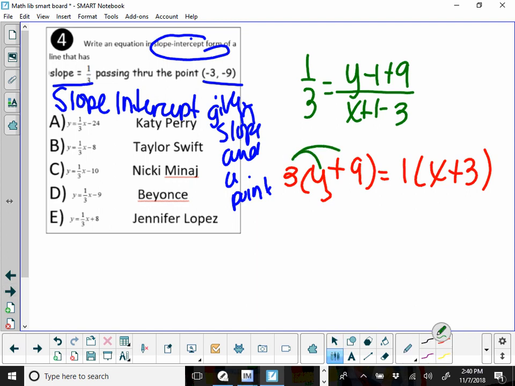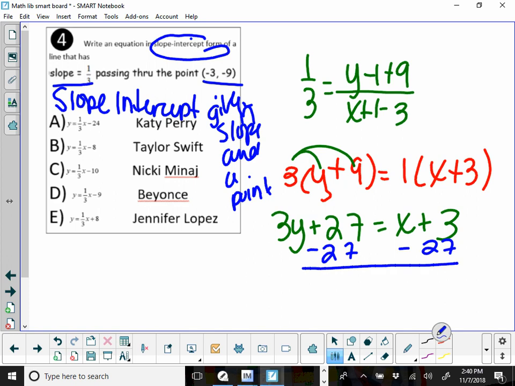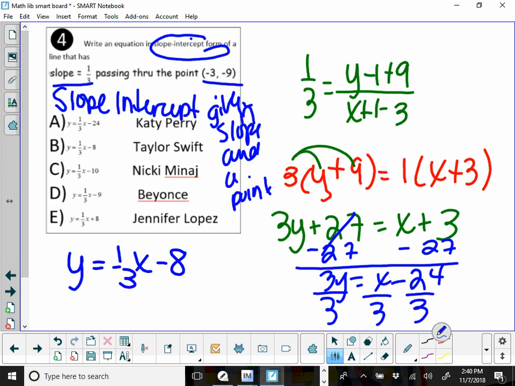All right, so I'm going to distribute here. So that's going to give me 3y plus 27 is equal to x plus 3. All right, so to get y by itself, first thing I'm going to do is subtract 27. So 3y is going to equal x minus 24. And then I'm going to divide everything by 3. So that's going to give me y equals 1/3 x. Okay, so we automatically knew it was going to be 1/3 x because all of them have a 1/3. And 24 divided by 3 is -8. So it should be y equals 1/3 x minus 8. So that should have been Taylor Swift.